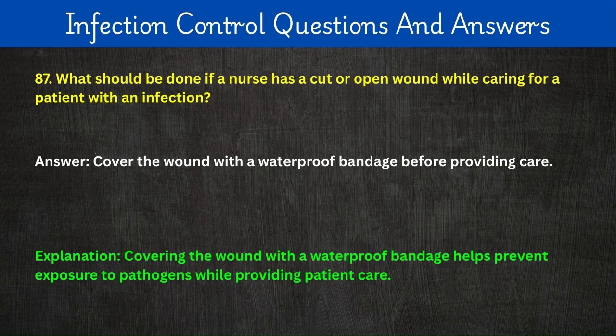87. What should be done if a nurse has a cut or open wound while caring for a patient with an infection? Answer: cover the wound with a waterproof bandage before providing care. Explanation: covering the wound with a waterproof bandage helps prevent exposure to pathogens while providing patient care.